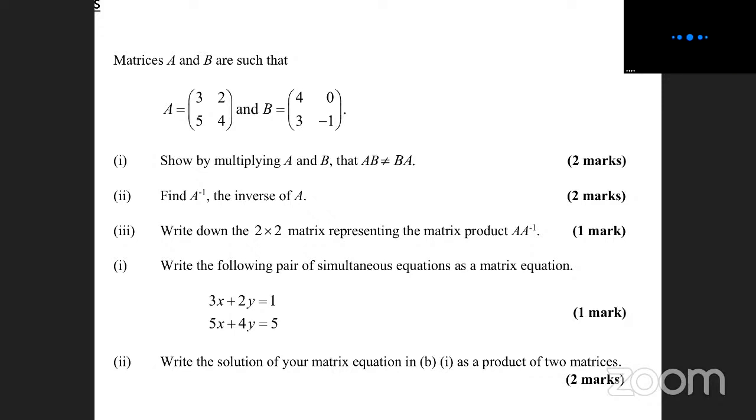Right? If AB is not equal to BA, then what does that mean again? What's the word? Commutative, right? So matrix multiplication is not commutative.